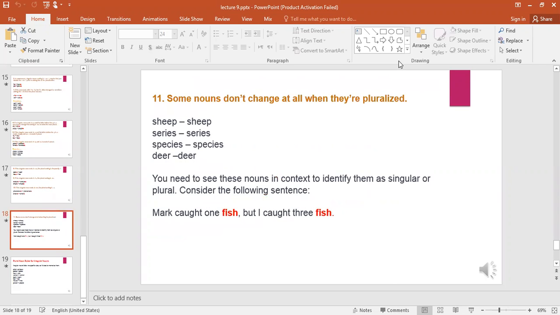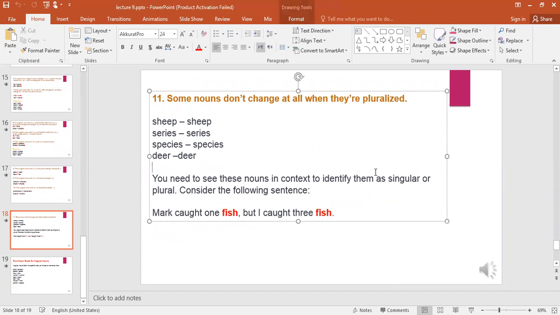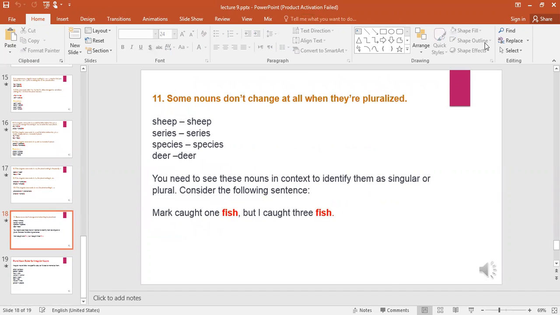Any questions till now? Let's finish all the rules of the plurals. Miss, who isn't muted?